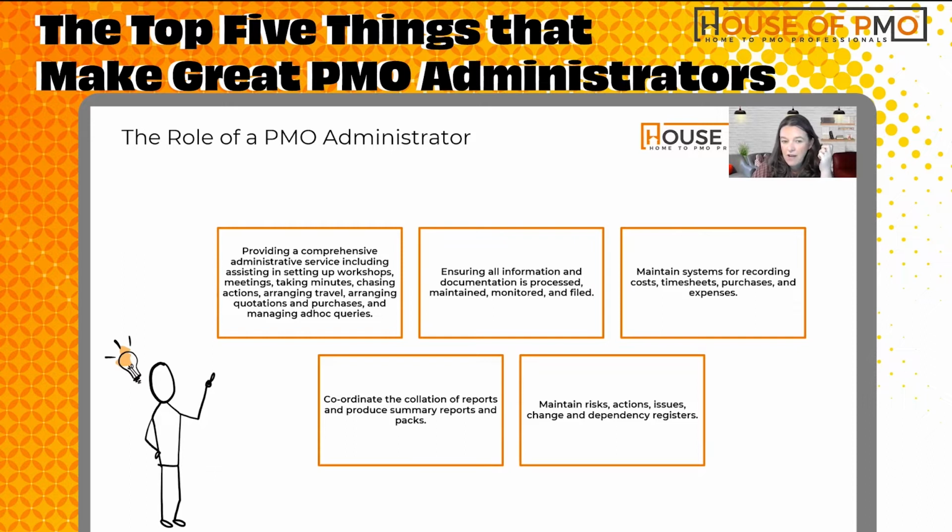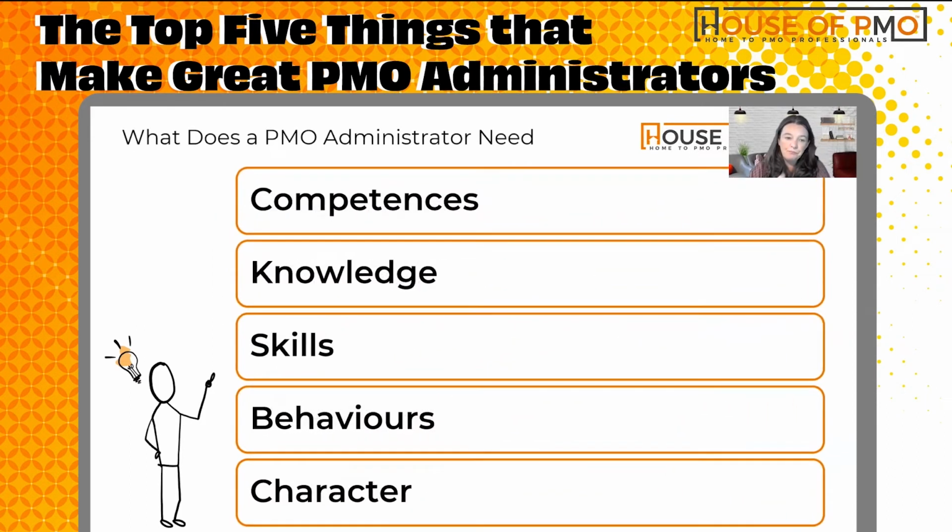So what do they need? Well, there are five things that go into making any role. It doesn't matter if we're talking about a PMO administrator, an accountant, or a doctor. These are the core components that make up anybody's work. So what we're going to do is take you through what these things are that PMO administrators need, and then we'll start to look at what makes them great.